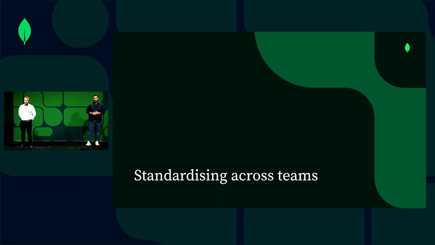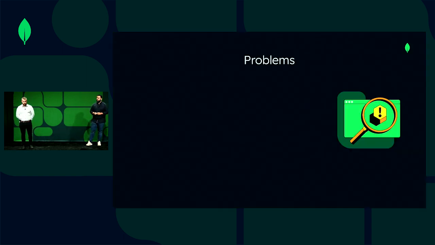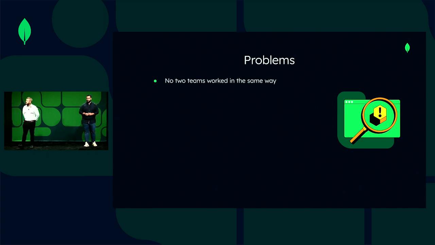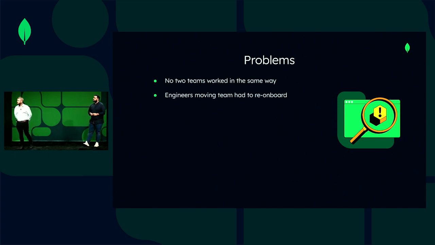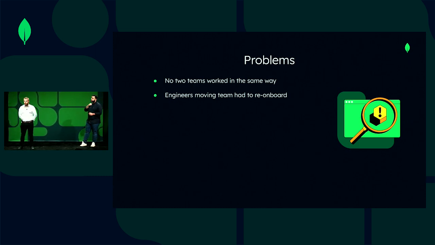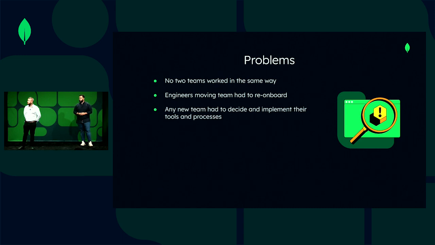But as they'd been making this journey within their own team, problems began to surface across other teams. Alignment across the teams was becoming an increasingly hot, sometimes heated, topic of conversation. No two teams worked in the same way. Engineers moving between teams had to re-onboard due to different processes and tooling. Any new team had to decide and implement their own method of managing their systems. And this meant reinventing the wheel each time.